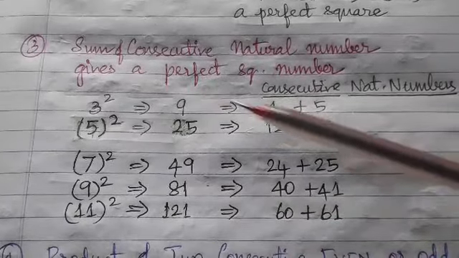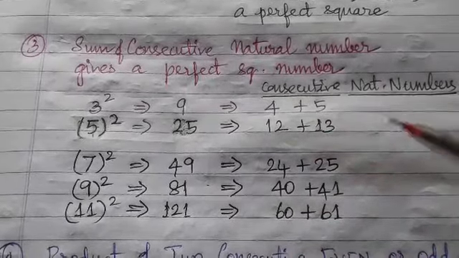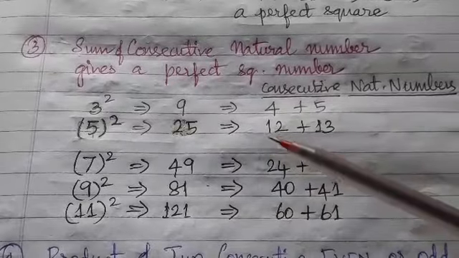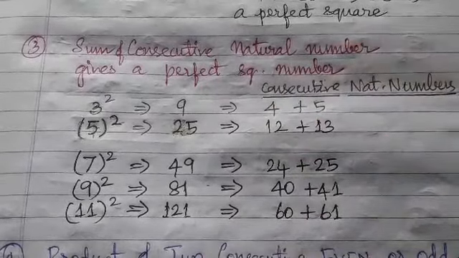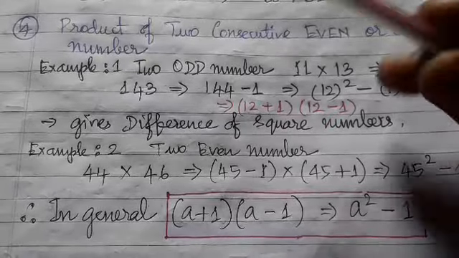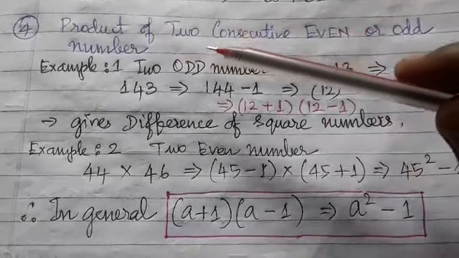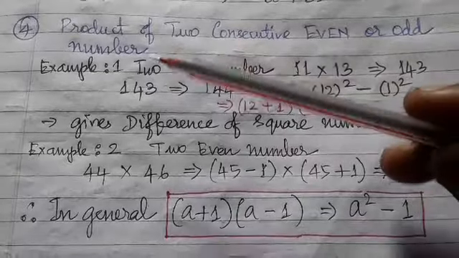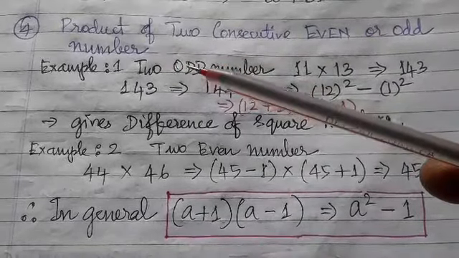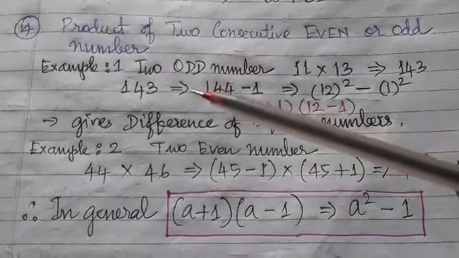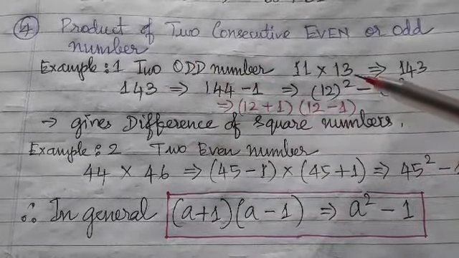So what is the property here? If you add two consecutive numbers, you will get a perfect square number. That is this third property. Next property: the product of two consecutive even or odd numbers gives the difference of perfect square numbers. Let us take one example. Two odd numbers, I am taking 11 and 13.